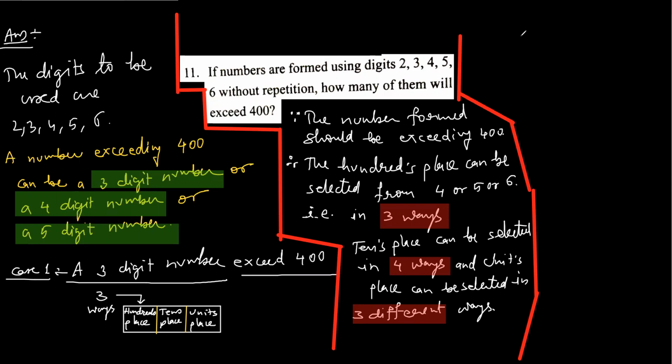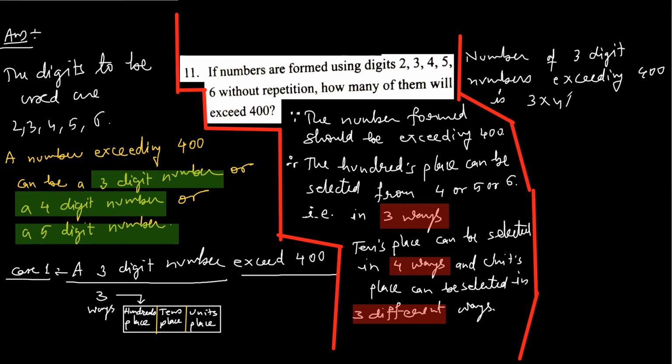Therefore, number of 3-digit numbers exceeding 400 is 3 into 4 into 3, that is 36. 36 numbers are exceeding 400.